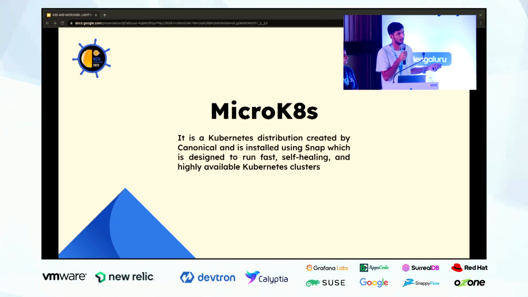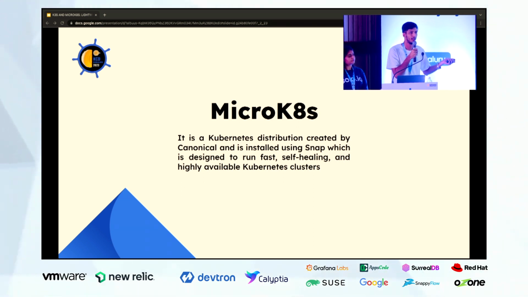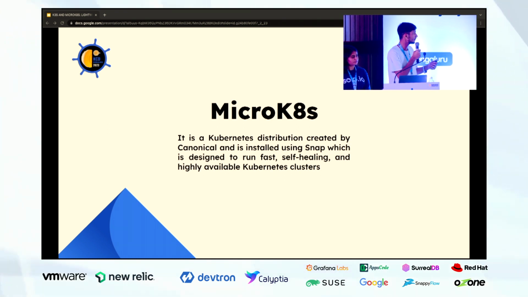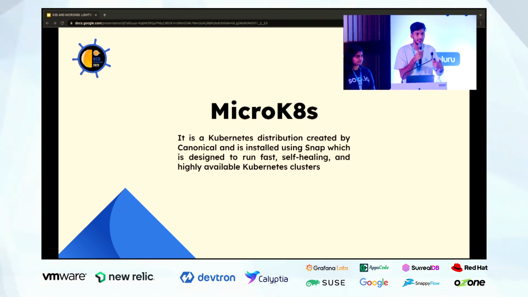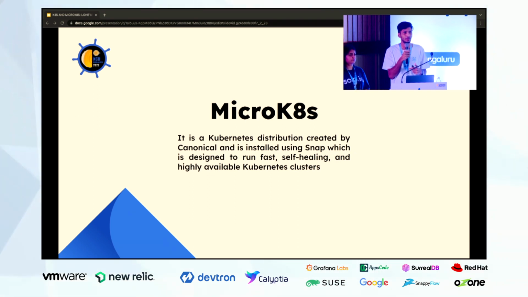So let's talk about MicroK8s a little. So what is MicroK8s? MicroK8s is a Kubernetes distribution which was created by Canonical, and it is installed using Snap. It is designed to run fast, self-healing, and highly available clusters. It is the easiest way to get into the Kubernetes environment. Also, it abstracts away much of the complexity, providing you production-grade clusters, and it supports full-fledged applications.